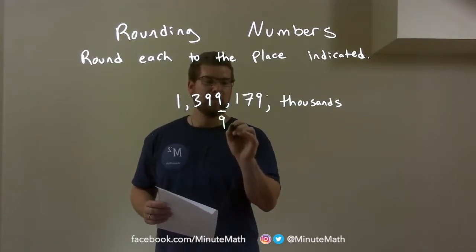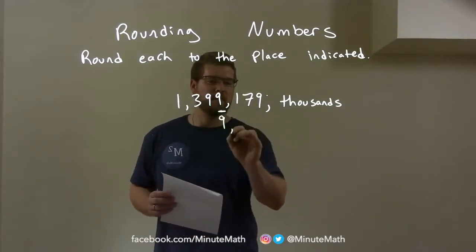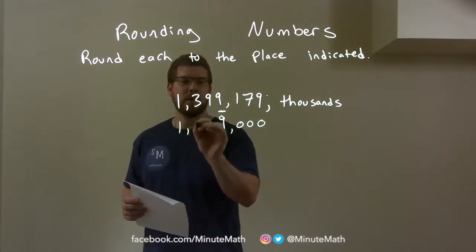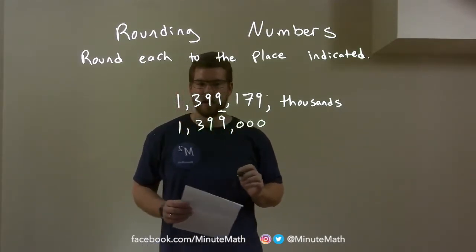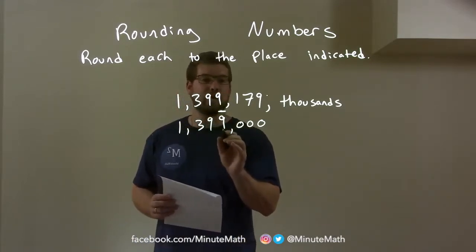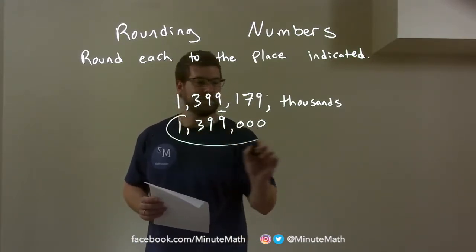So 9 stays the same, the rest becomes zeros to the right, okay? And on the left-hand side, I keep everything else the same. And so now we have our final rounded answer of 1,399,000, and that's it.